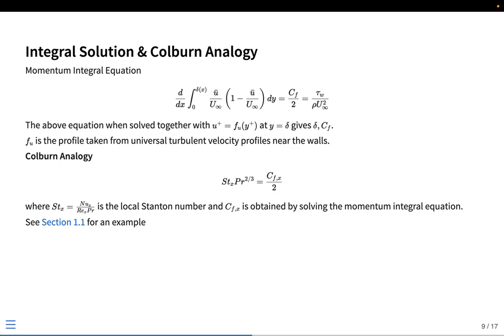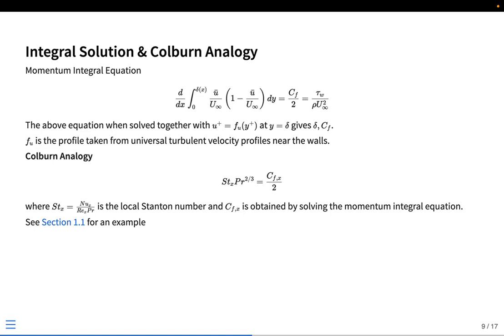So in order to account for that, we'll be adding one more equation, and that one more equation is coming from the universal velocity profile. So we'll have a relation between u plus and y plus, which will be written at y equal to delta, so that my equation will be in terms of tau and delta. So in addition to the momentum integral equation, I'll be having one more equation here. So I have two equations, so I'll be able to solve for two unknowns, tau w and delta. So once I have these two unknowns, I can calculate my skin friction coefficient.